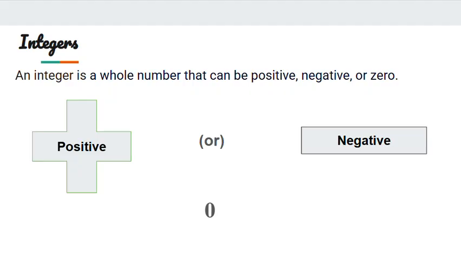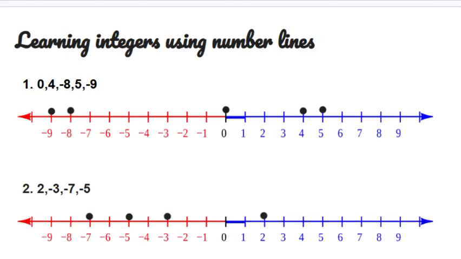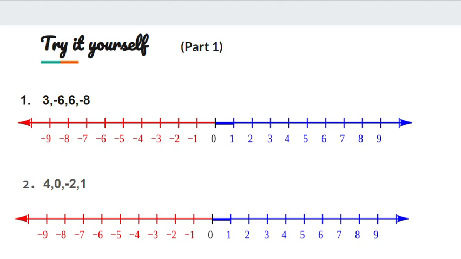We learned about integers and we learned about examples of integers. Then we learned integers using a number line. We also gave you some examples that you can try for part 1. For part 2, you will get another one like this too.